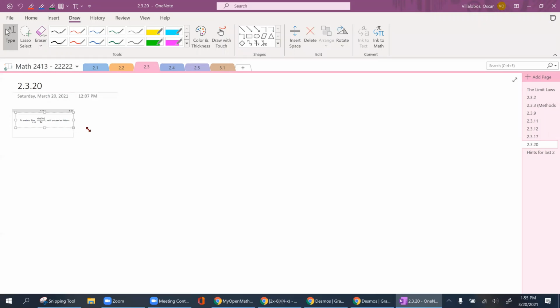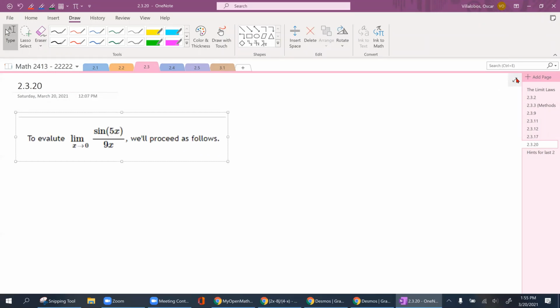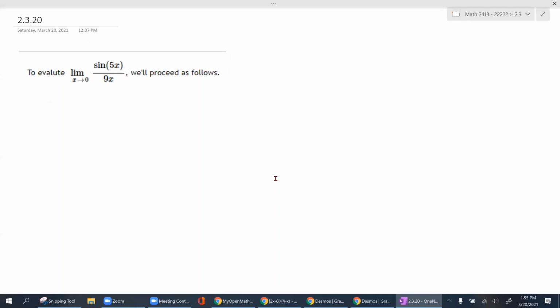Right, I have another one here. Hey, this looks familiar. This looks very familiar, right? The limit as x approaches 0 of sine of 5x over 9x. Okay, so I know I'm dealing with sine of 5x. This is very similar to that rule I mentioned in 2.2, right? And I know I can apply that identity here, because x is approaching 0.